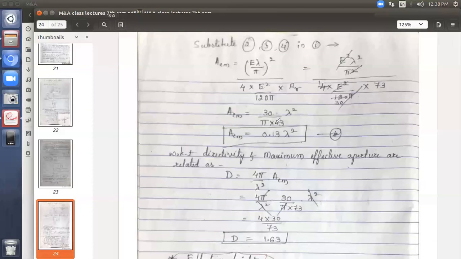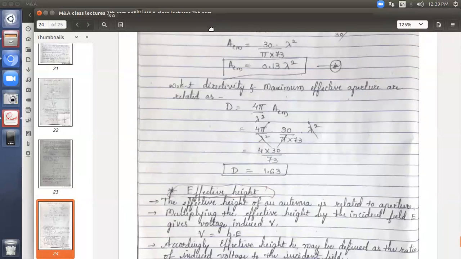So we have seen the A_em, maximum effective aperture, and directivity for two different practical antennas. One is a short dipole, the other one is the half wave antenna. Any doubts here in this derivation? Earlier it was very easy, V equals E into L, because the current distribution is constant. In the second case, as it is sinusoidal in nature, you should go for a cos or a sine. Any doubts, you can put it in the chat box or unmute and ask me, else I will move to the next.